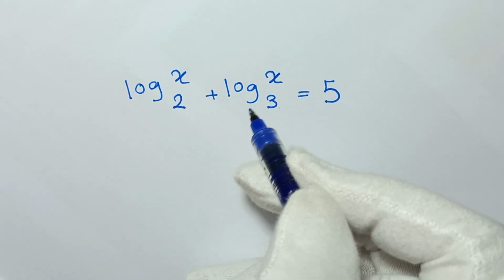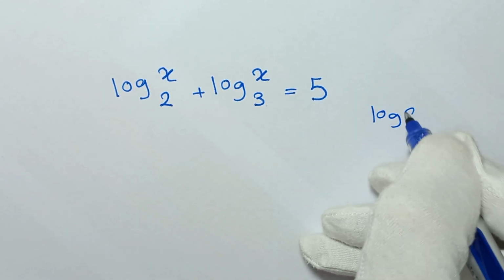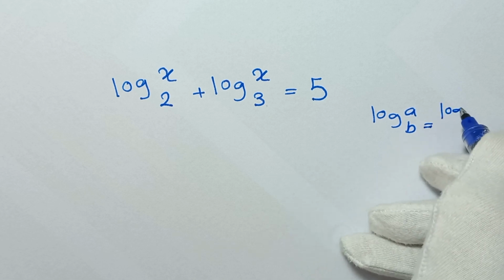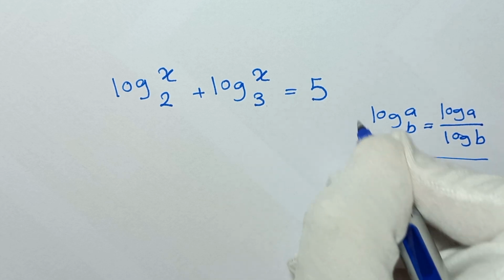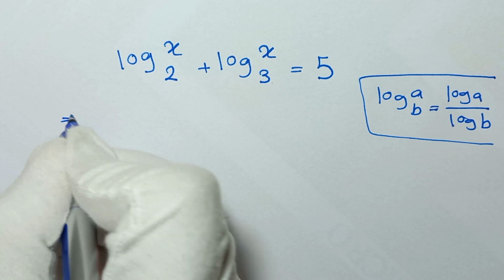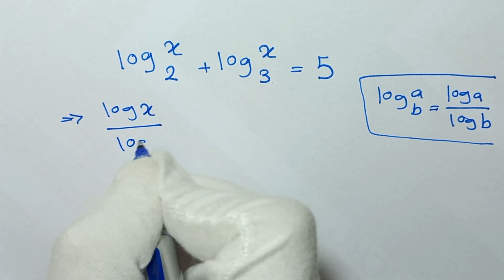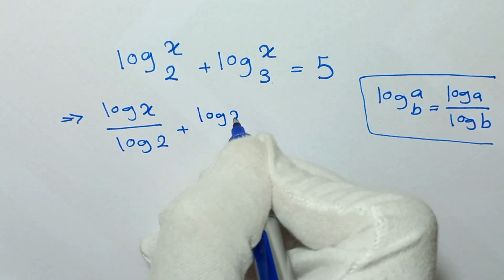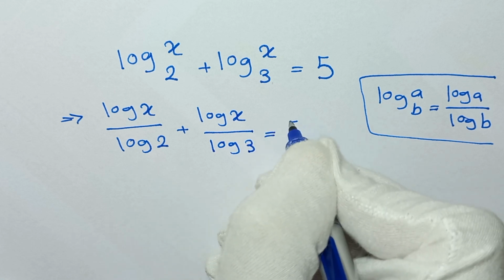In the first step, as you know, if we have log of a to base b, we can write this as log of a over log of b. So from this formula, we can write this as log of x over log of 2, and also for this, log of x over log of 3 is equal to 5.